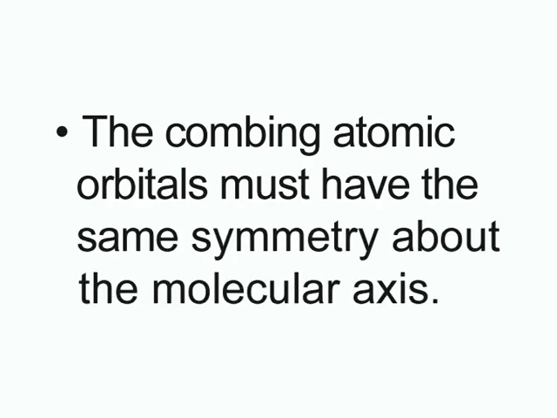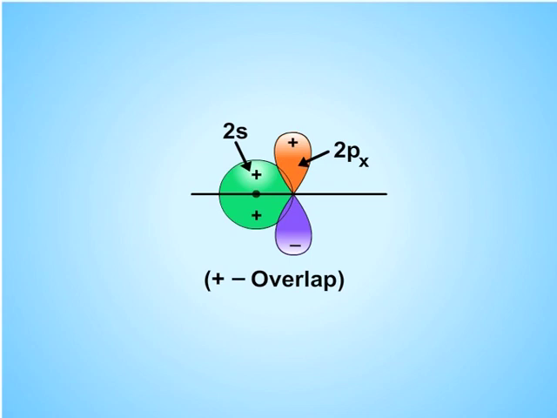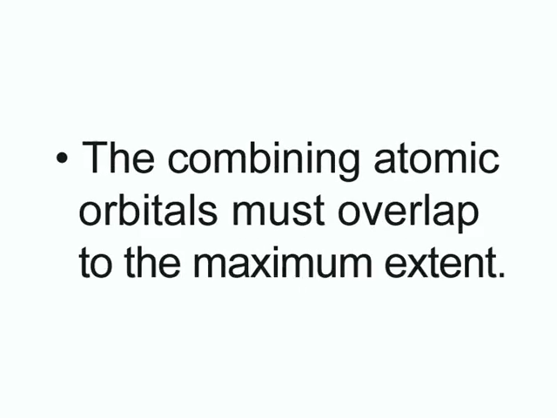The combining atomic orbitals must have the same symmetry about the molecular axis. 2s atomic orbital can combine with 2pz atomic orbitals having same sign of wave function along molecular axis, but 2s atomic orbital cannot overlap with 2px atomic orbital due to improper orientation, which is also shown. The combining atomic orbitals must overlap to the maximum extent.